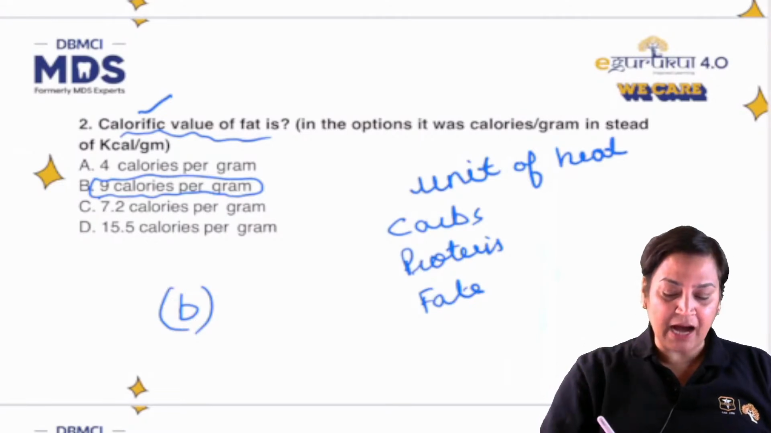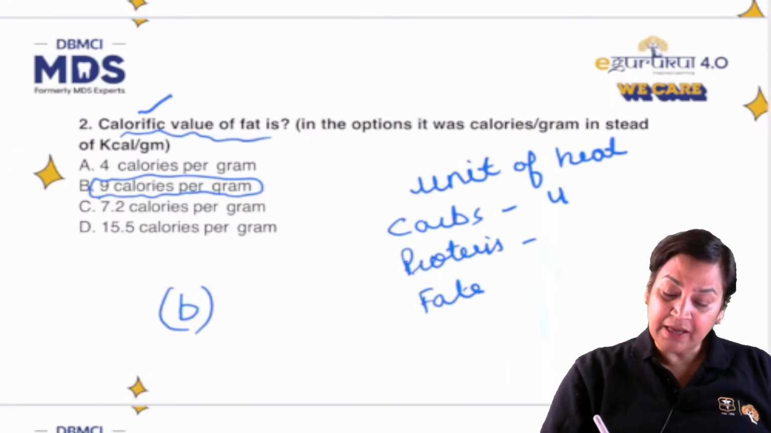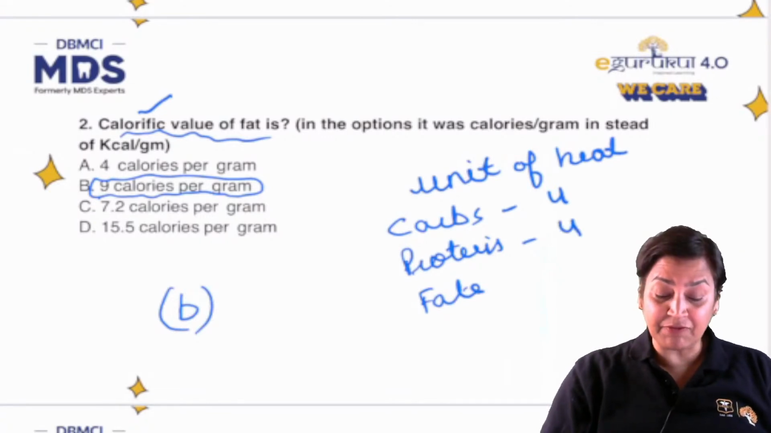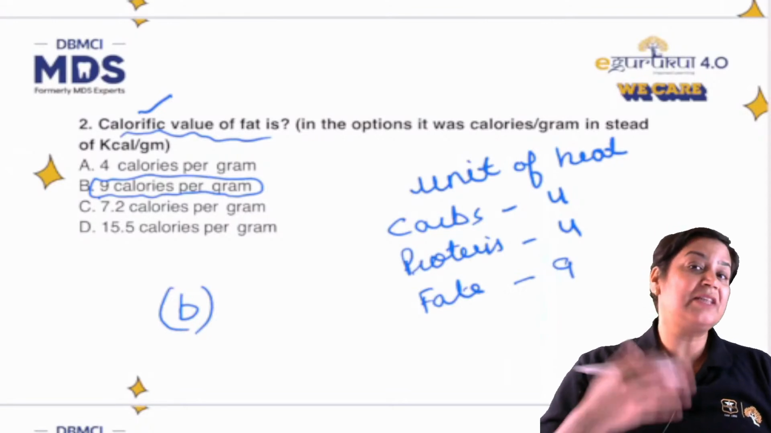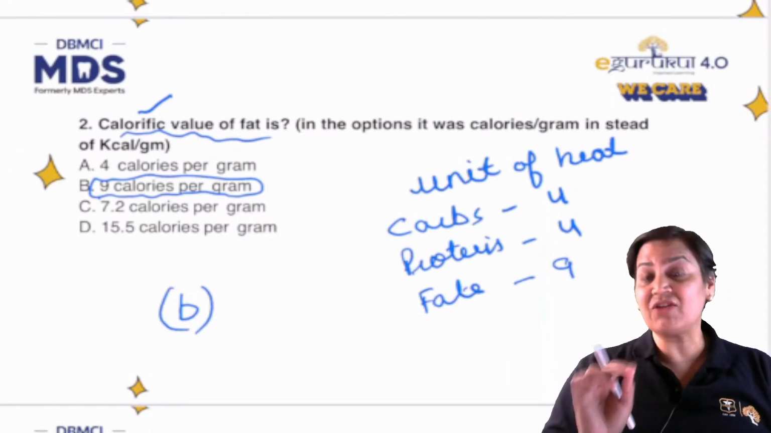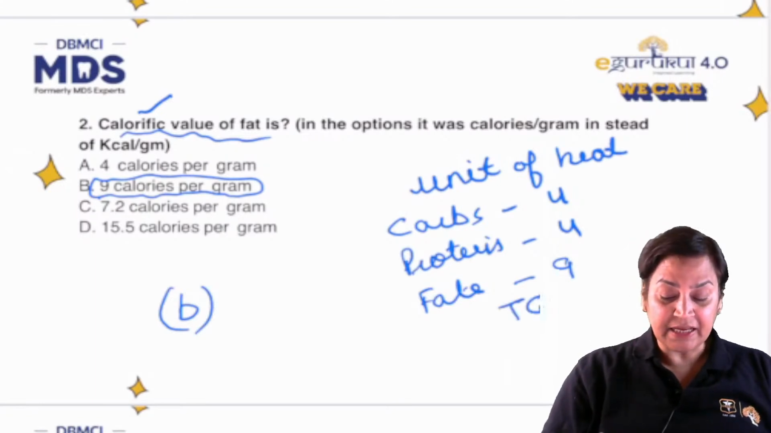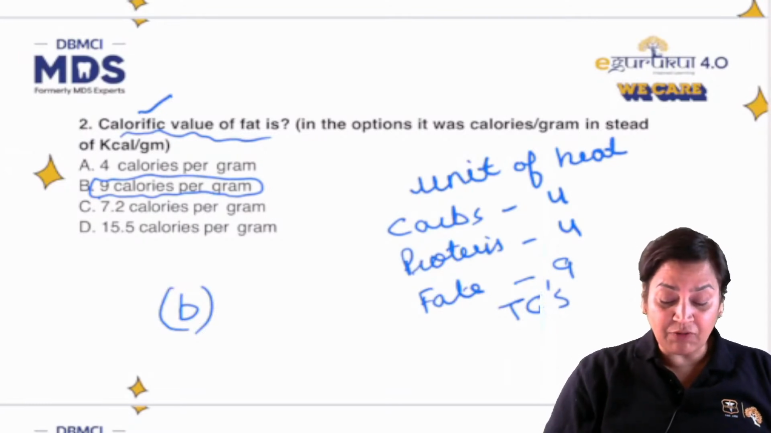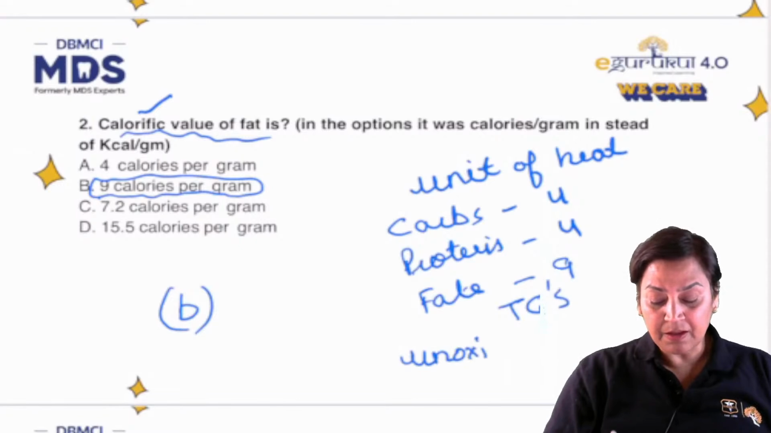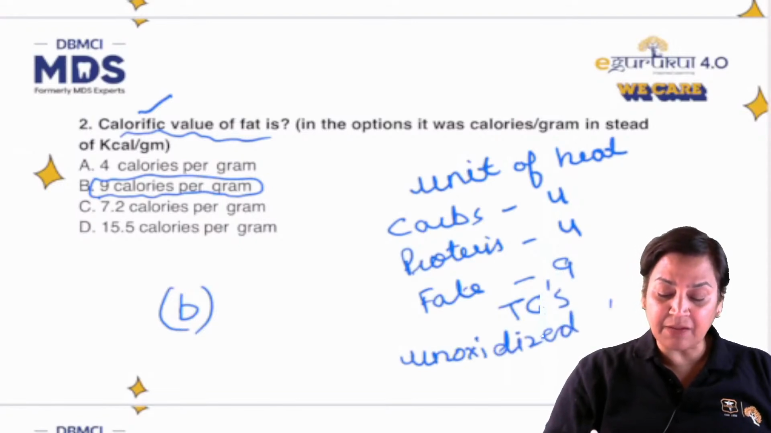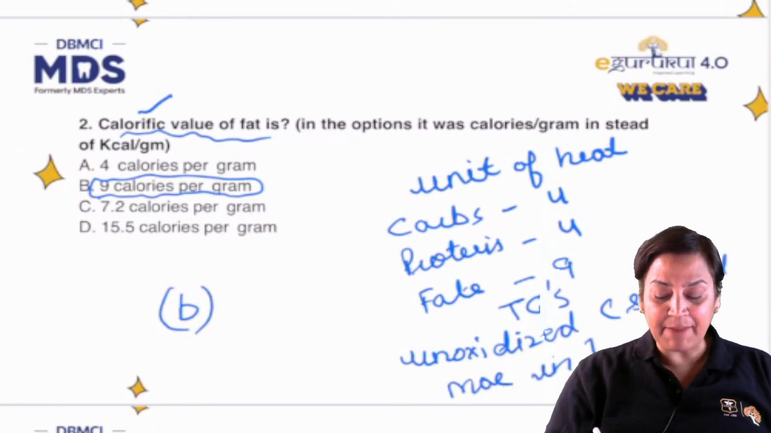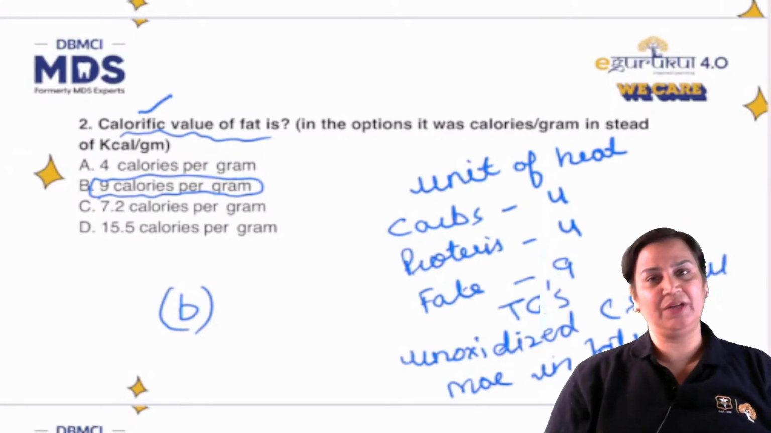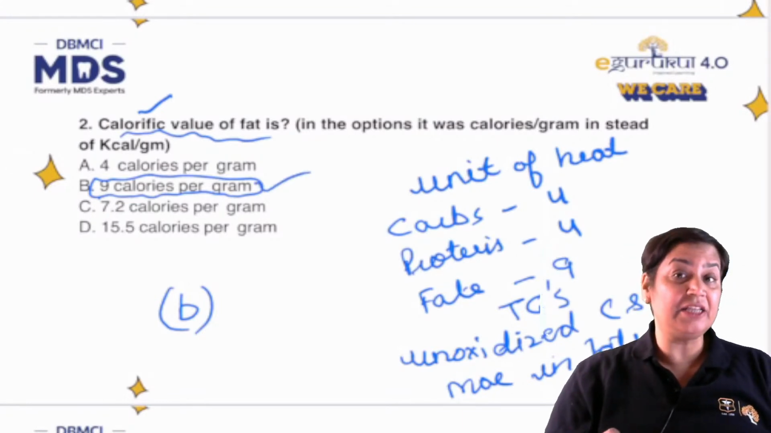Now, if we compare carbs, proteins, and fat, carbs have 4 calories per gram. Proteins also have 4 calories per gram, but fats have a little bit higher. What is the reason behind that? Because if you look at the structure of fat, fats are what? TGs, means they are the triesters of fatty acid and glycerol. So the number of unoxidized carbon and hydrogen atoms are more in fats in comparison to carbohydrates and proteins. So the answer is simple, 9 calories per gram.